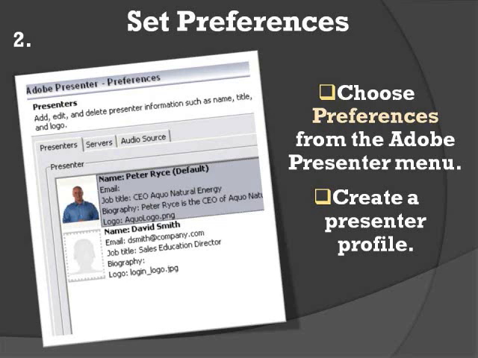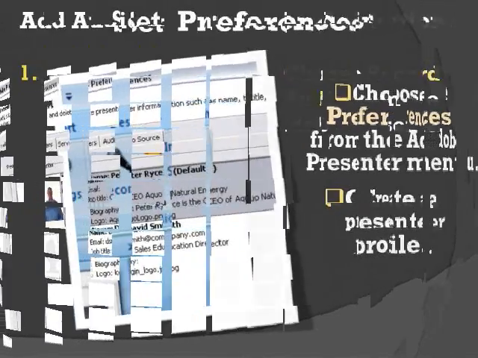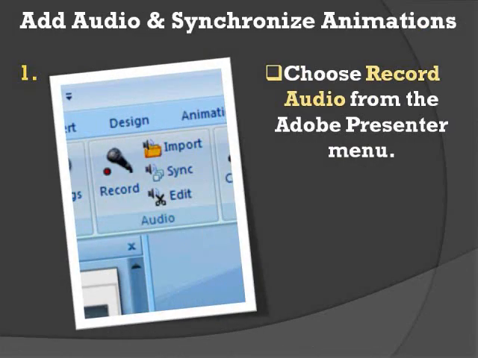This next part of the toolbar is the beginning of the audio and video recording, and how you synchronize your animations. And it's pretty clever how you do this. You'll notice that you have sync, which allows you to synchronize your slides with your audio, also edit. It's set up kind of like Audacity. If you've ever used Audacity, it's very similar to that.